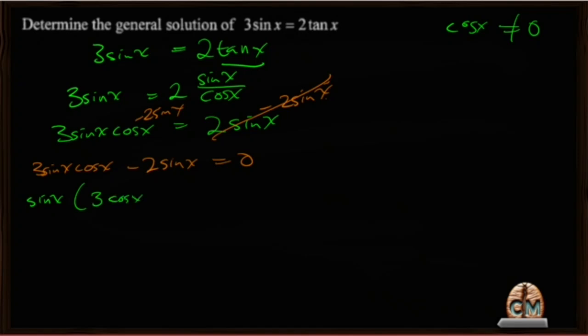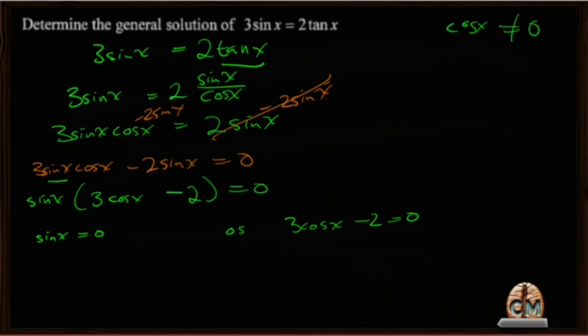So we're left with, well, if we take sine of x out as a common factor on the left, we're left with 3 cosine of x minus 2, and that's all equal to 0. Now we can just deploy the zero product rule as we are used to it. So what we'll have is sine of x being equal to 0, or in this case 3 cosine of x minus 2 all equal to 0.